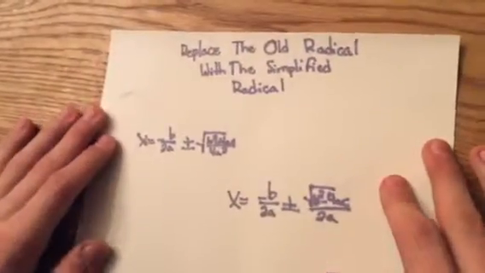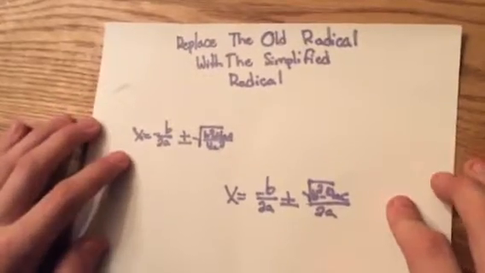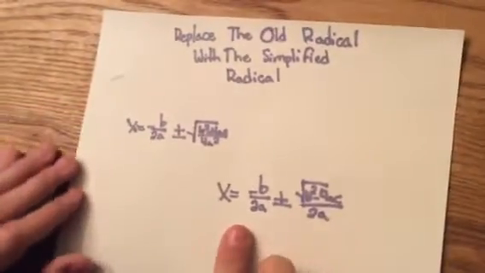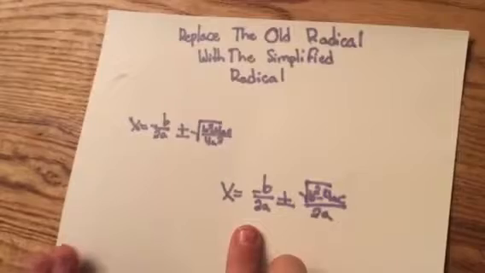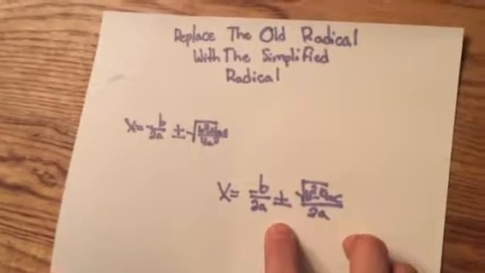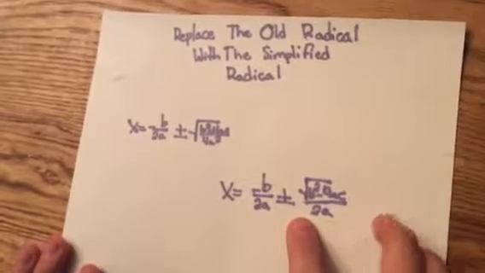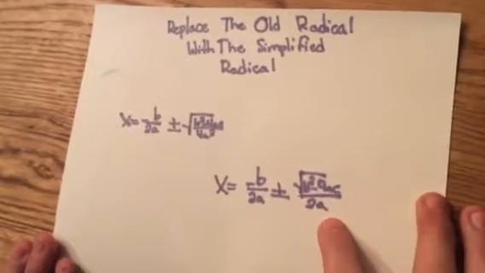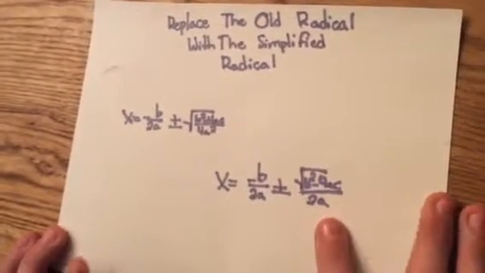Replace the old radical with the simplified radical. The new equation looks like x equals negative b over 2a plus minus the square root of b squared minus 4ac over 2a.